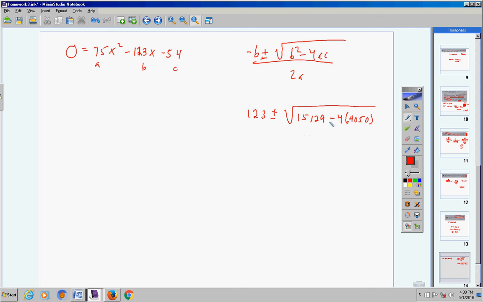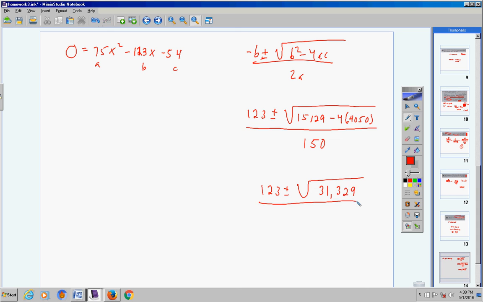So a negative 4 times a negative 4,050 gives you a positive number plus 15. Oh, you know what? I should do 2a real quick. All over 2a. A is 75. 2 times 75, 150. Now, back to where I was a second ago. If you take negative 4 times negative 4,050, you get a positive number. Add that to 15,129, and you will get 31,329. And I'm hoping that's a perfect square, and it is a perfect square, by the way.